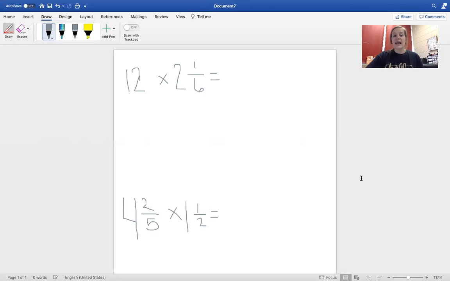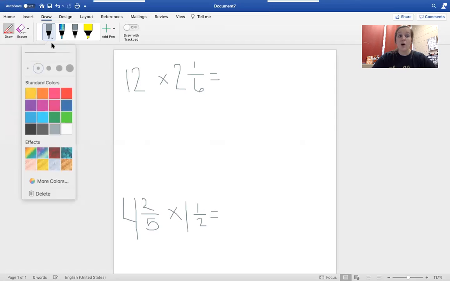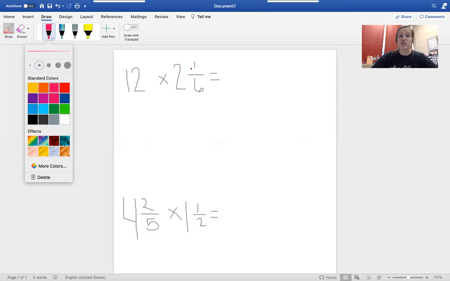Alrighty, so we're going to work out these two problems that you see on the screen. We have 12, which is a whole number, times 2 1/6, which is a mixed number. And then we also have 4 2/5 times 1 1/2. So we're multiplying two mixed numbers.